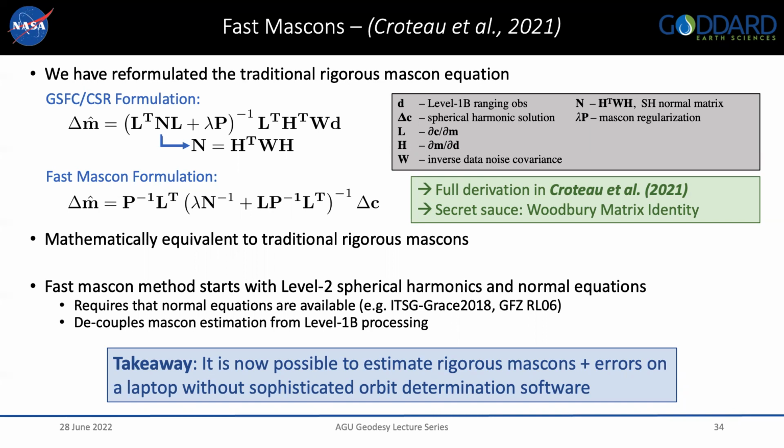And that's really important because that means that instead of needing one of, say, 5 or 6 centers that are really good at level 1b processing to produce mascon solutions, now anybody can produce mascon solutions because they don't need to be able to do level 1b processing. And that's a huge breakthrough. That means that instead of everyone being reliant on the 3 mascon products that are out there, if somebody had a particular use case where they wanted to create a special mascon product geared at trying to answer a particular question, they now can do it.